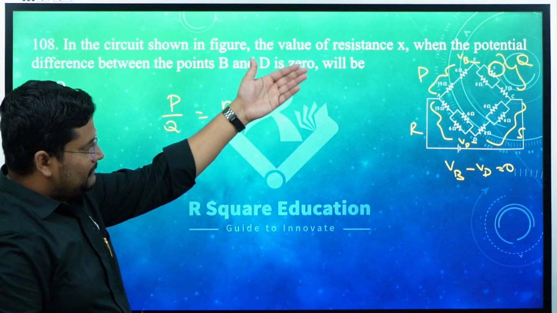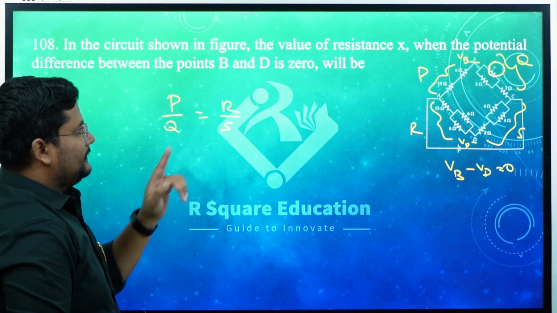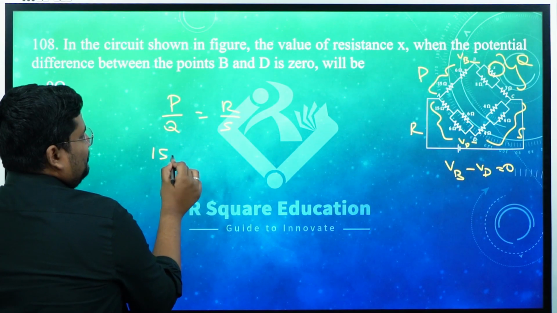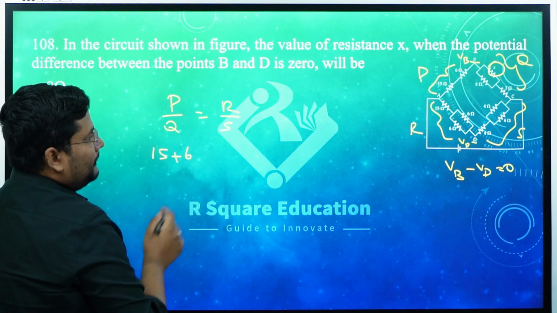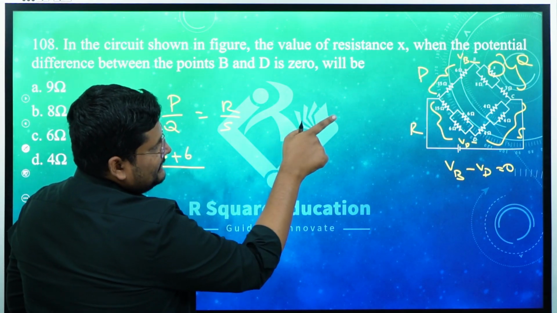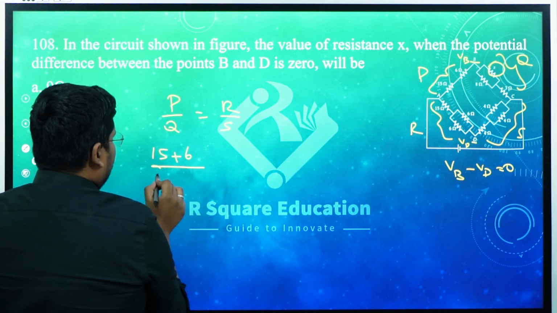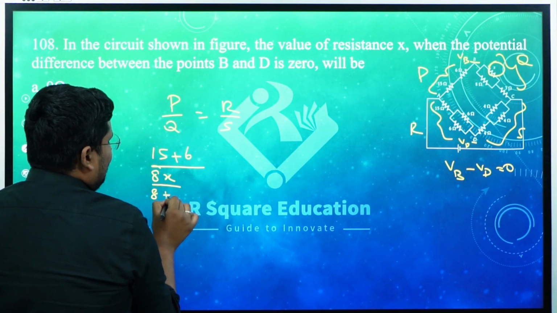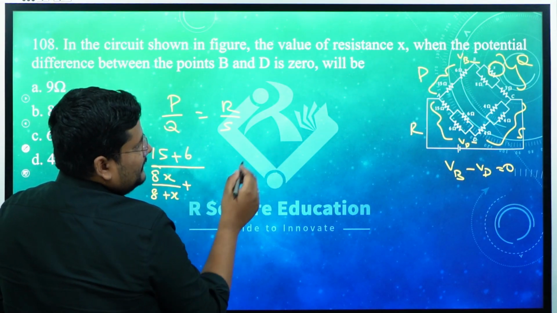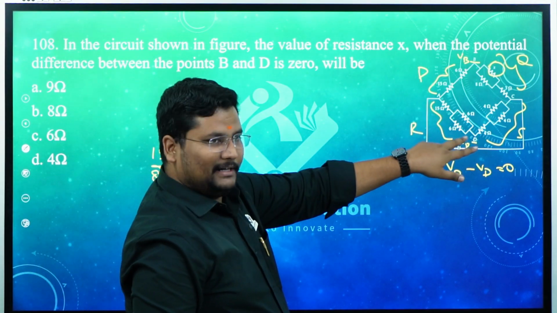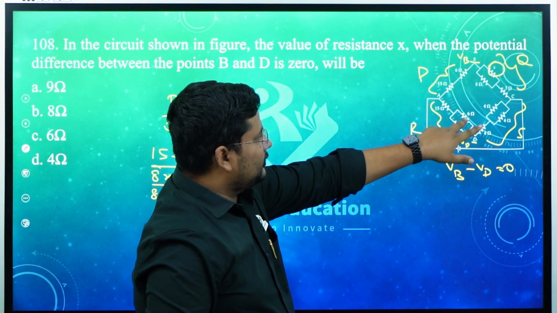Because the potential difference across B and D is 0, I take it this way. So P, two resistors in series, so it's going to be 15 plus 6. Q has two resistors in parallel and one resistor in series. So the parallel combination is 8x divided by 8 plus x, plus the series 3. R is again the same condition. 15 is in series, and these two are in parallel.